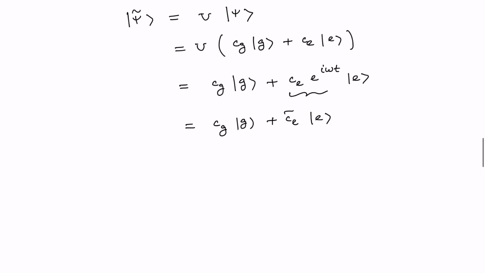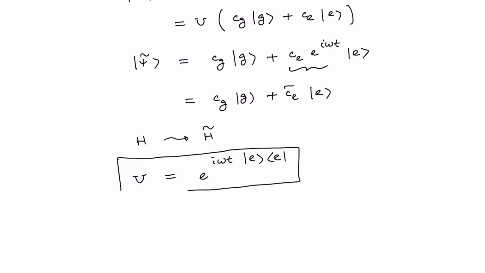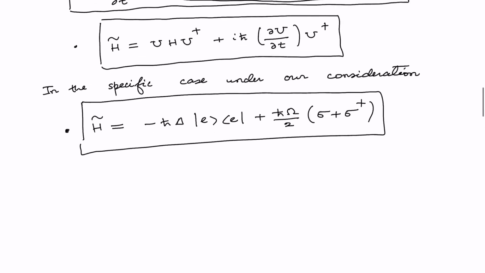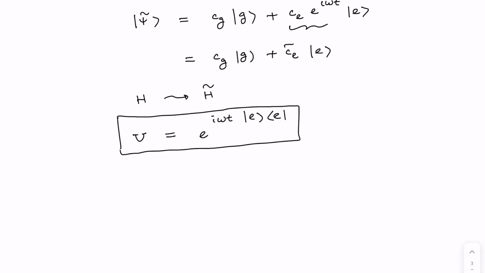As I already told, H goes to H tilde when we make the transformation. It is easy to see from this equation here that this unitary transformation is U equal to e to the power i omega t ket e bra e. In the problem solving session I will explicitly derive this particular Hamiltonian using this relation, as I have asked you to derive it. I still request you to please try to do it again, otherwise I am going to do it in the problem solving session anyway.